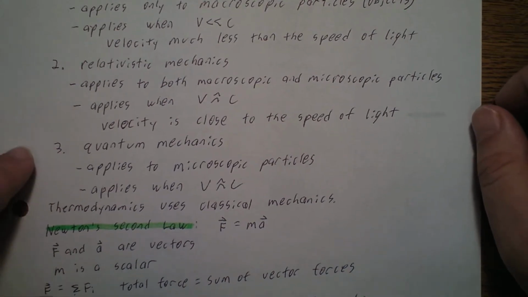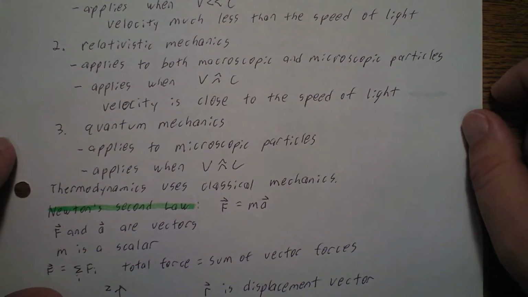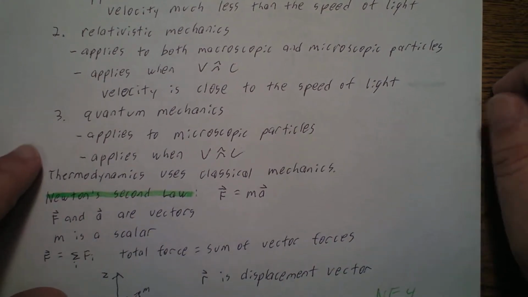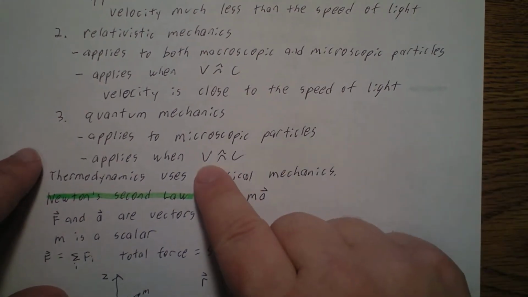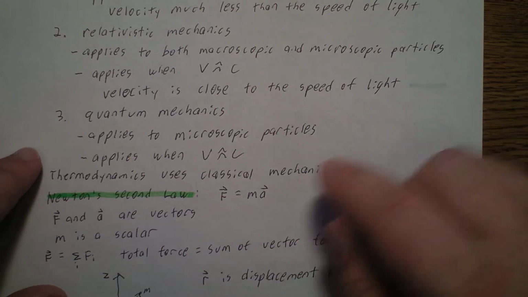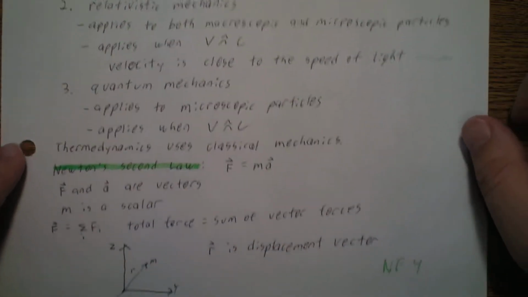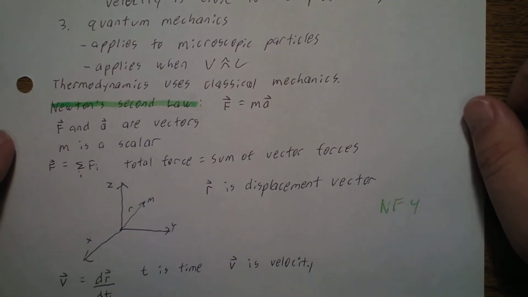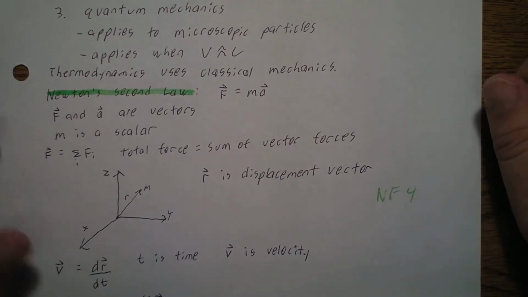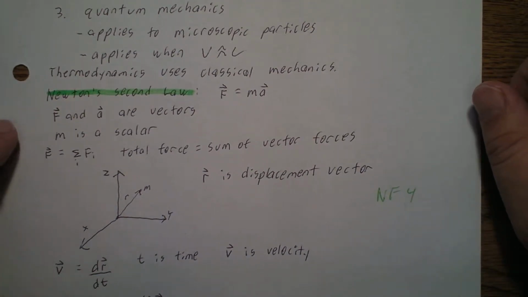The third type of mechanics is quantum mechanics. This applies to microscopic particles. And this applies when the velocity, that's supposed to be a lowercase v, is roughly equal to the speed of light. Now thermodynamics, that's what we're going to be talking about quite a bit, uses classical mechanics.